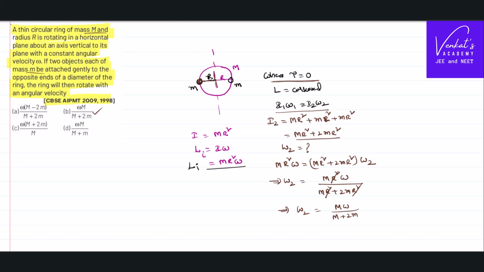Do understand that to solve this problem, I have used basic concepts: when there is no torque acting, angular momentum is conserved. Angular momentum is I omega. So first I calculated I of the circular ring. Omega is given for you. Next, when the masses are attached, the moment of inertia changed. I calculated the new moment of inertia and used the conservation of angular momentum to get the new angular velocity. That's how we have to solve the problem.